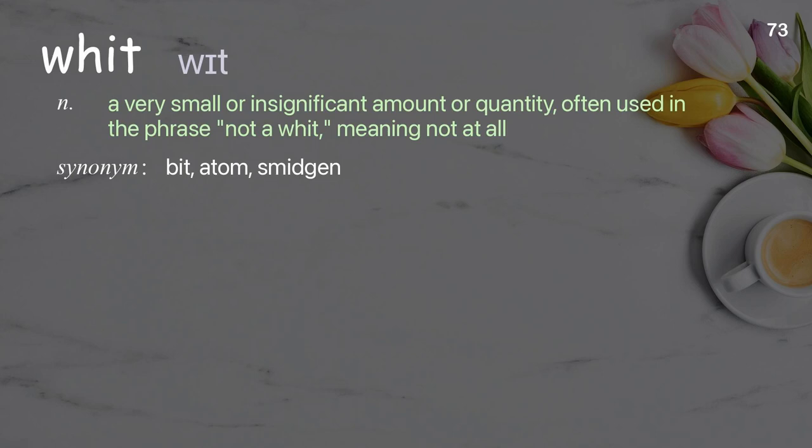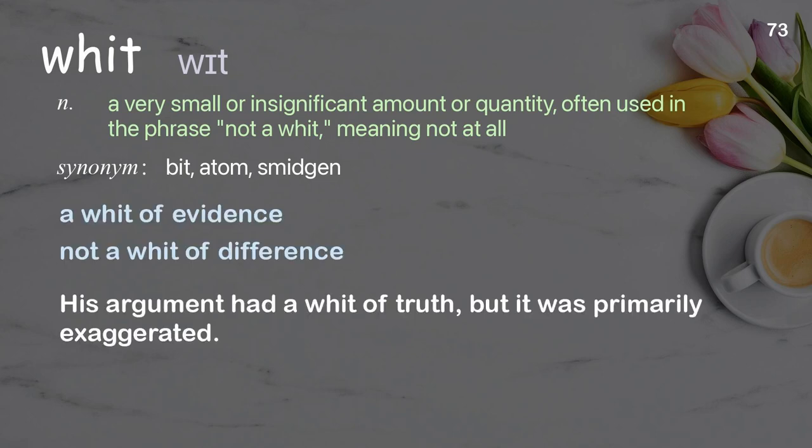Whit: a very small or insignificant amount or quantity, often used in the phrase "not a whit," meaning not at all. Examples: a whit of evidence, not a whit of difference. His argument had a whit of truth, but it was primarily exaggerated.